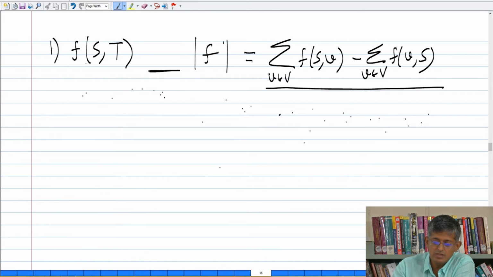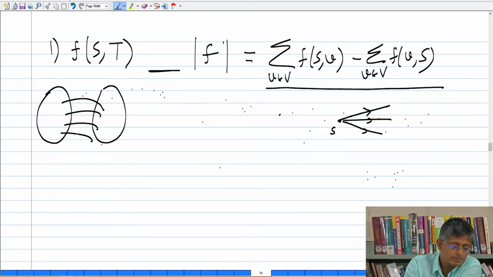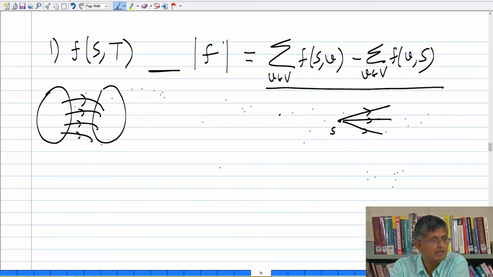Now, this is S, and this is a formula for the effective current. This fellow is the effective flow that is flowing from S to T. This is the effective flow that is going from S to T. What is the connection between the effective flow that is leaving S and the effective flow that is crossing over from S to T?